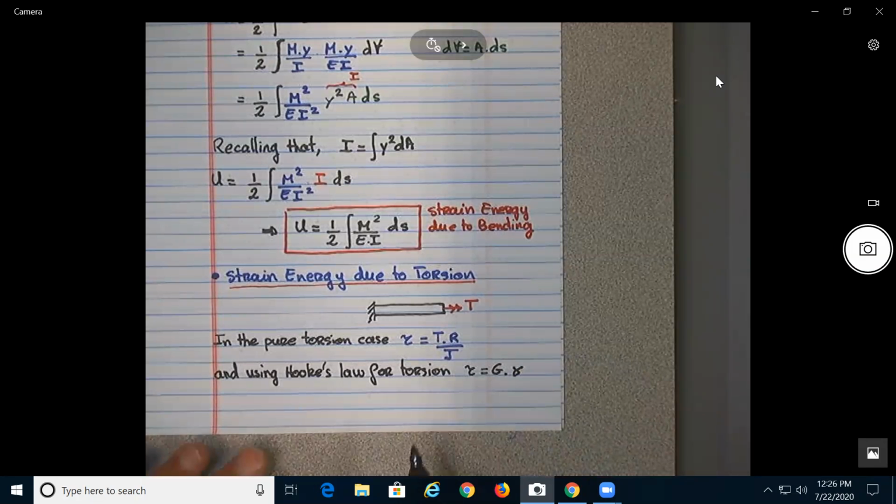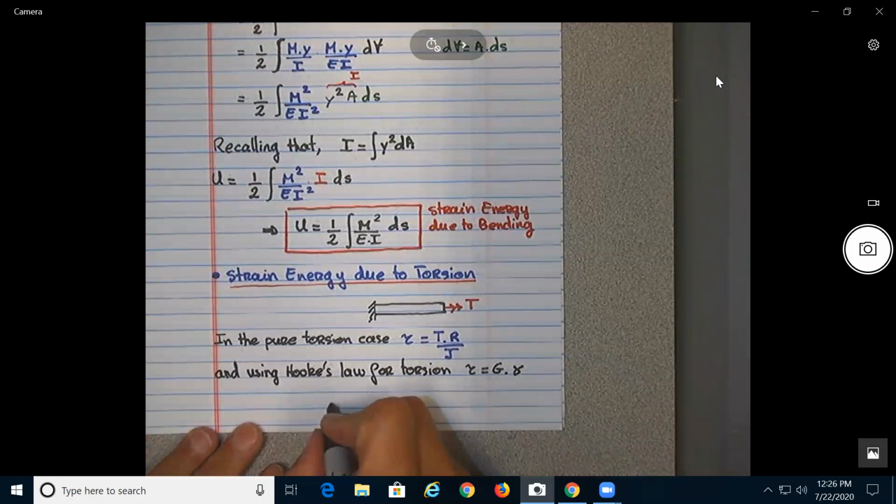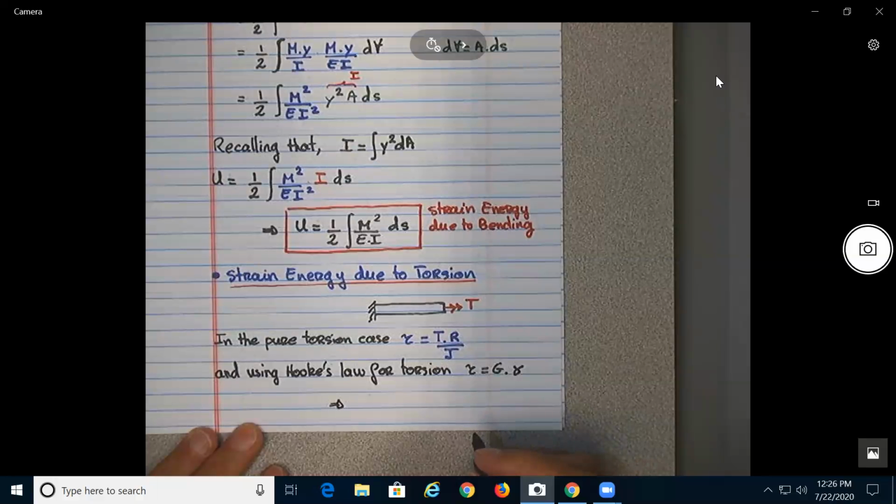So, in that case, I think I did it for the other one. So in that case here, you're going to have that gamma will be equal to tau over G, which will be equal to TR over GJ. Okay.